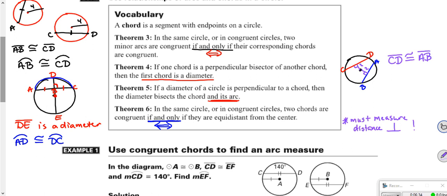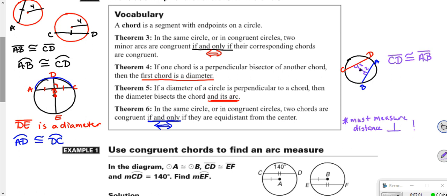So if they have the same distance from the chord to the center, again, has to be measured perpendicularly, okay? Then I can say that the chords are congruent. And again, it works both ways. If I know the distance is the same, the chords are congruent. If I know the chords are congruent, then the distance is the same. So again, biconditional statement, okay? Works both directions.